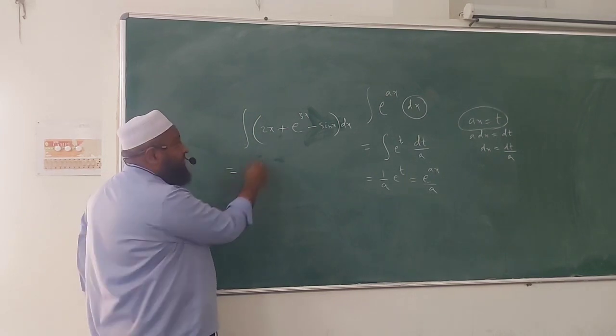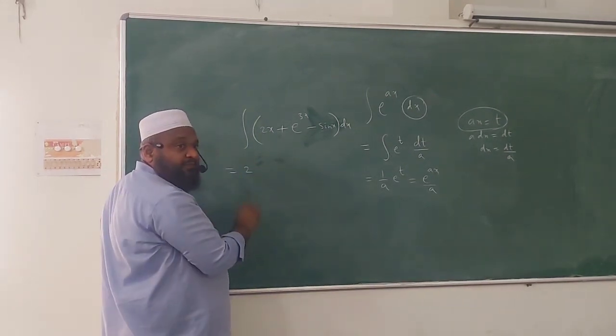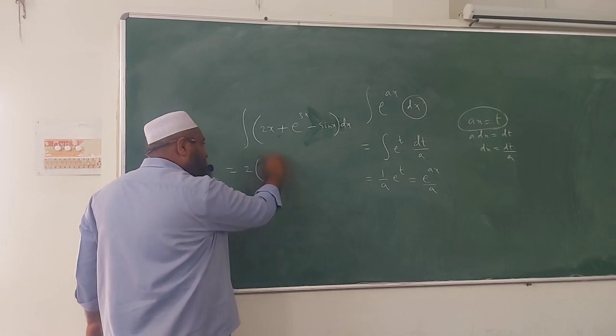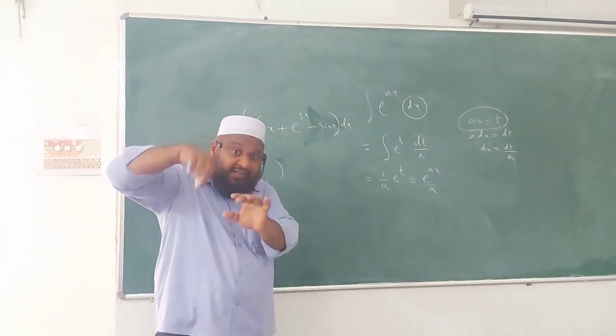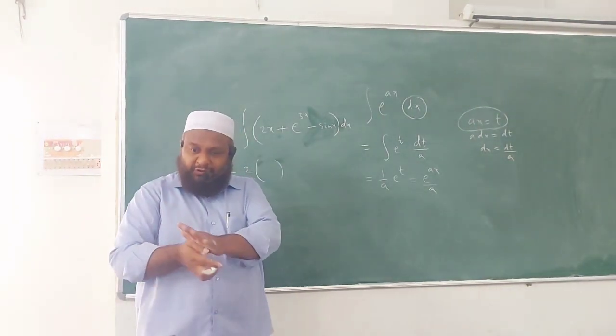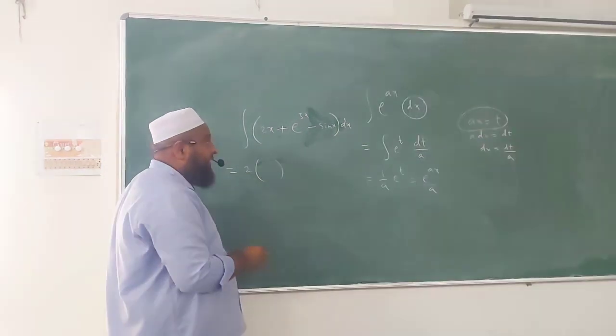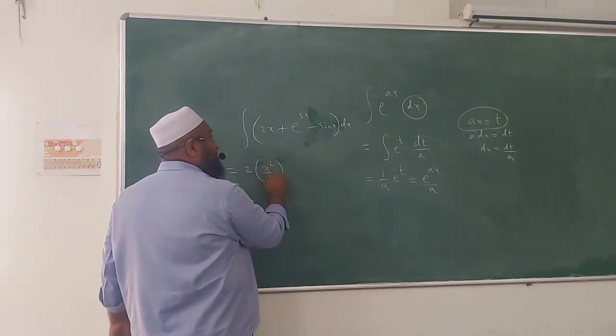2 into integral x. I am avoiding some steps now. I am not writing in detail like in earlier problems. So what is the integral of x? Directly write that integral: x square by 2 plus.